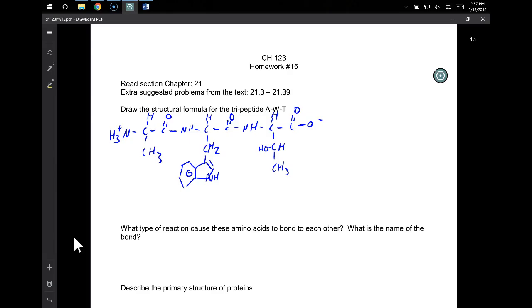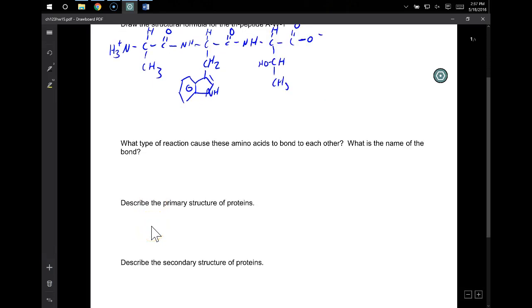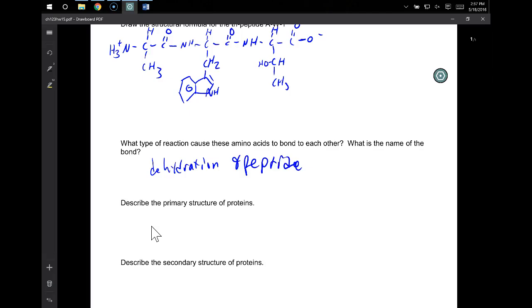So this is the start of what kind of structure? Which structure type? Primary. Primary, just the actual sequence, but no secondary folding, no tertiary structure folding. What type of reaction causes these two amino acids to bond to each other? What's the name of the bond? Yeah, it's a dehydration. And peptide. Primary, what's the primary structure for these proteins?